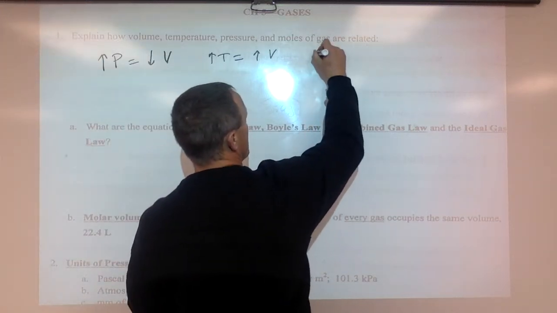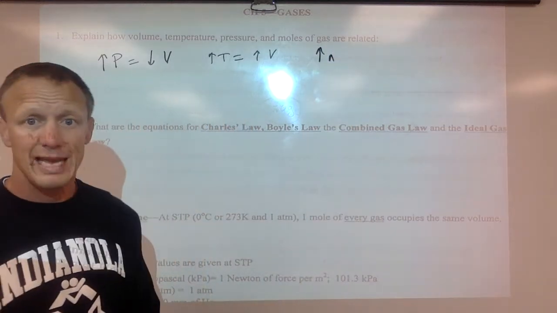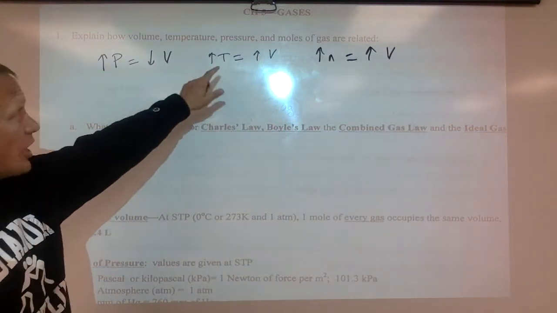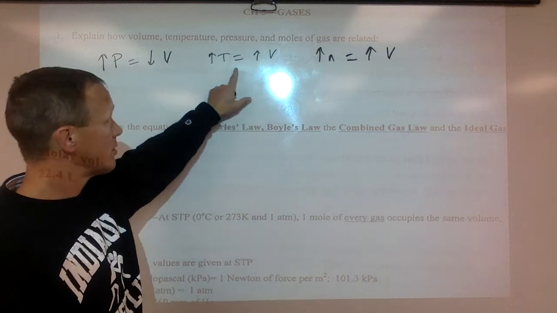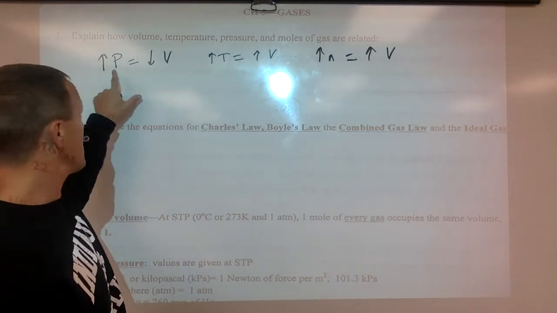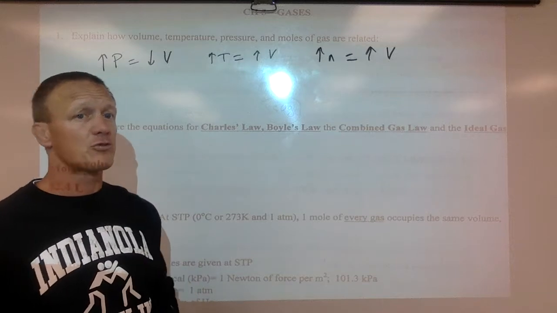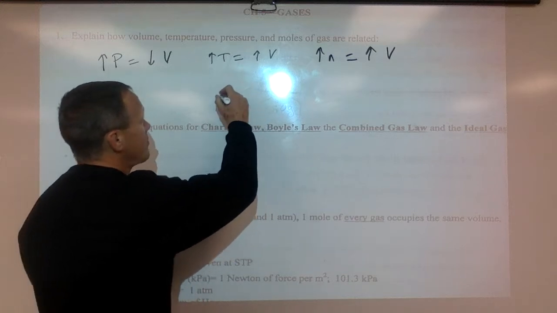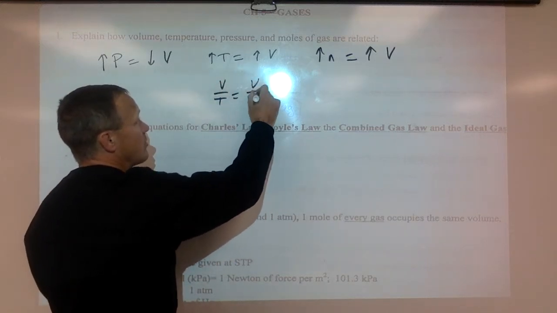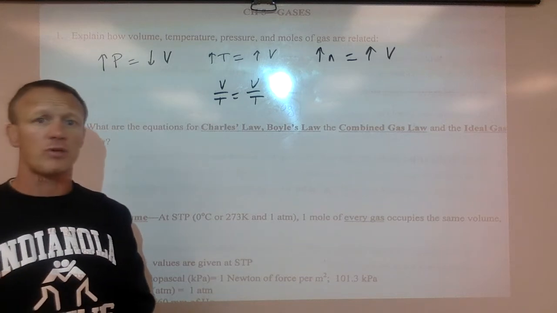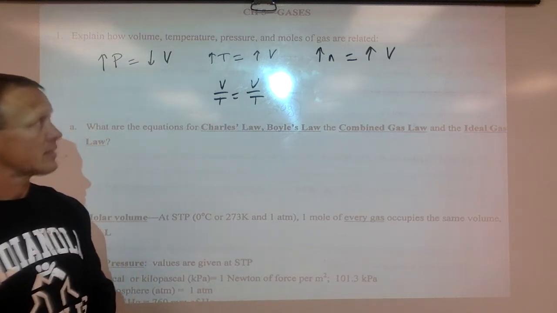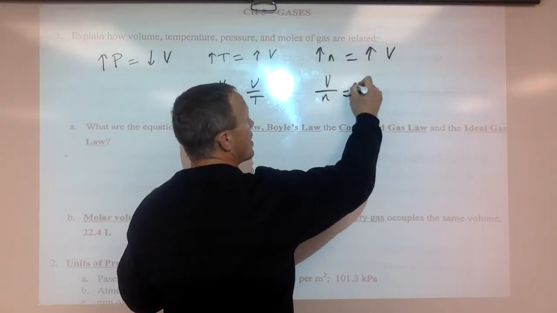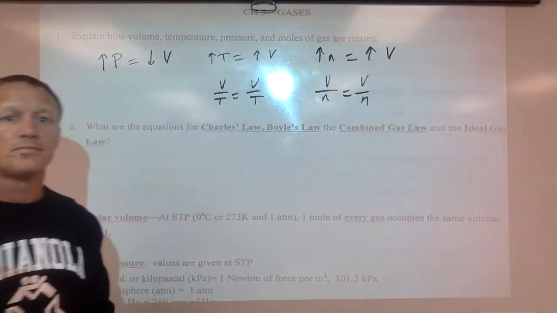So an increase in moles, which is N for a symbol, N is moles, causes an increase in volume. So we have a direct proportion, one goes up, the other goes up, or vice versa. Direct proportion, inverse proportion. So if we write those as ratios, you guys are used to direct proportions. I would write this as V over T equals V over T. In other words, that ratio will stay constant as long as pressure and moles of gas are the same. This one I can write as V over N equals V over N, or flipped around.